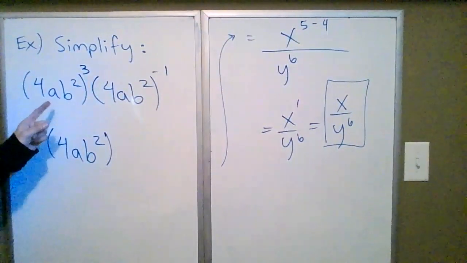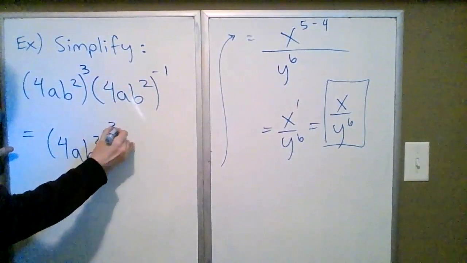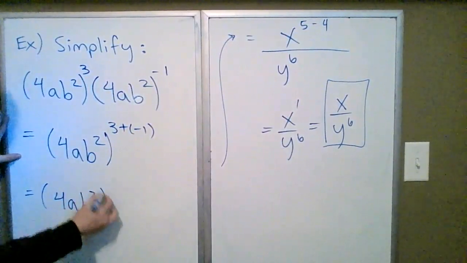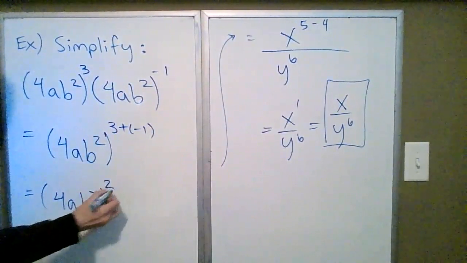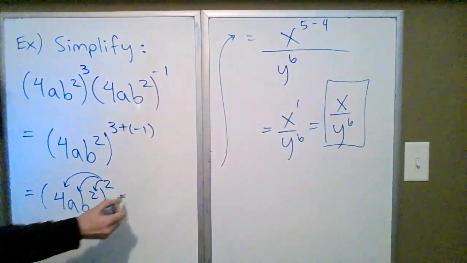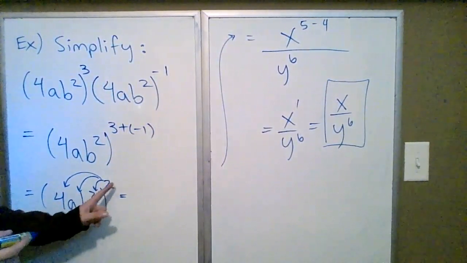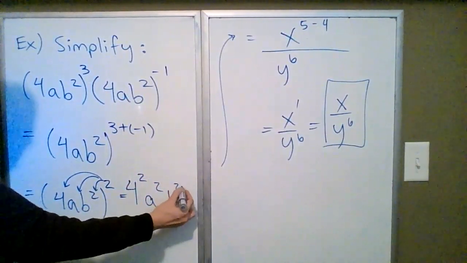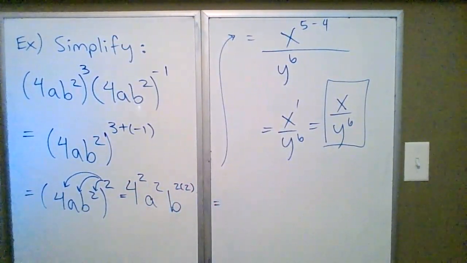Okay, so this is one way you can solve the problem. Use this base and a power of 3 plus -1. So it's 4ab squared, squared. And then we're going to distribute that power on 4, on a, and on b squared. 4 squared, a squared, b to the 4th. B to the 2 times 2. So we've got 16 a squared b to the 4th.